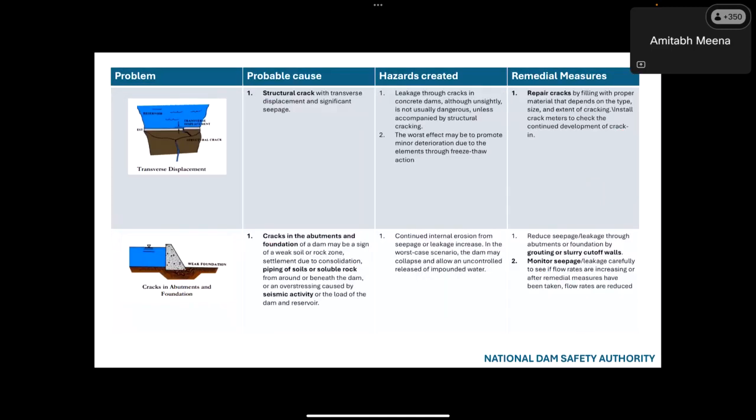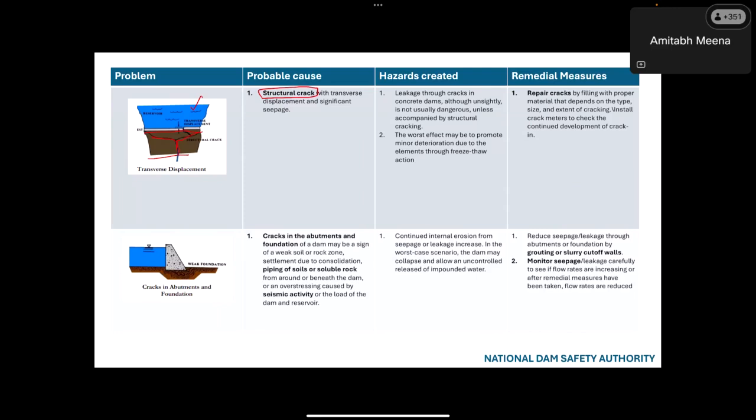This is a transverse displacement. This is the water and this is the dam. There are some cracks developed here. These are basically structural cracks. It's not because of some foundation. These are structural cracks which can be repaired.